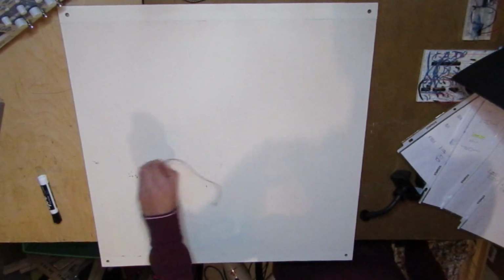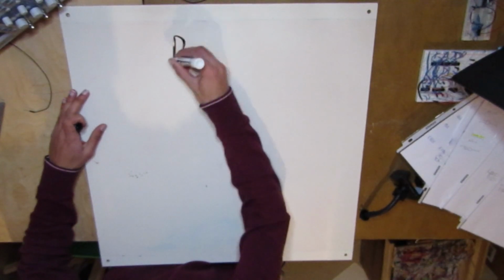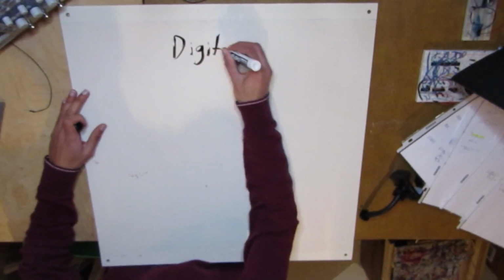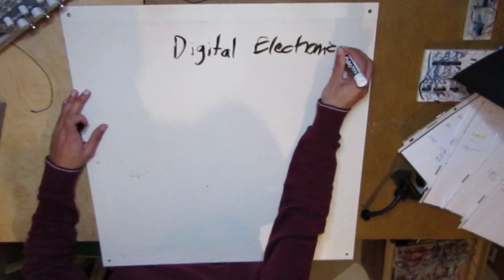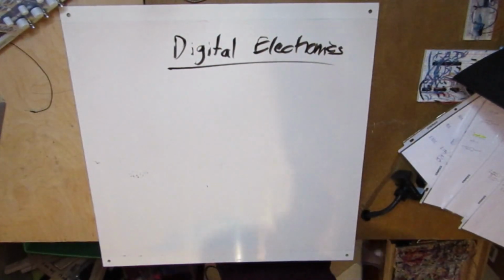So let's just begin. We're going to start with the very basics of digital electronics. Okay, the first thing we need to understand is binary.